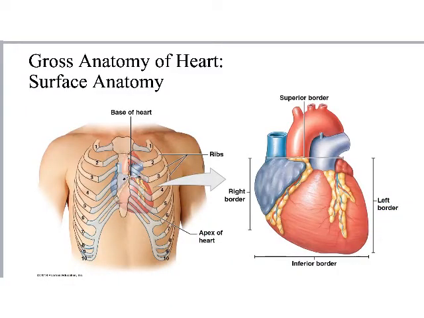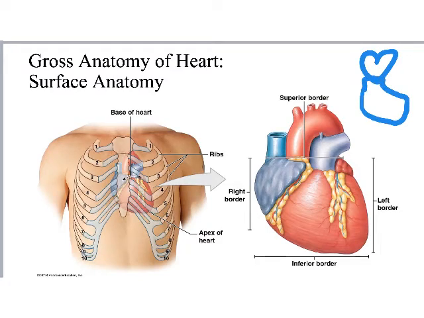All right, so if we look at the external gross anatomy of the heart, looking at someone from an anterior view, so you're looking at their chest, this is what the heart would look like. It doesn't look anything like a valentine heart. I always think it looks more like a boot, something like that, when I draw it out.